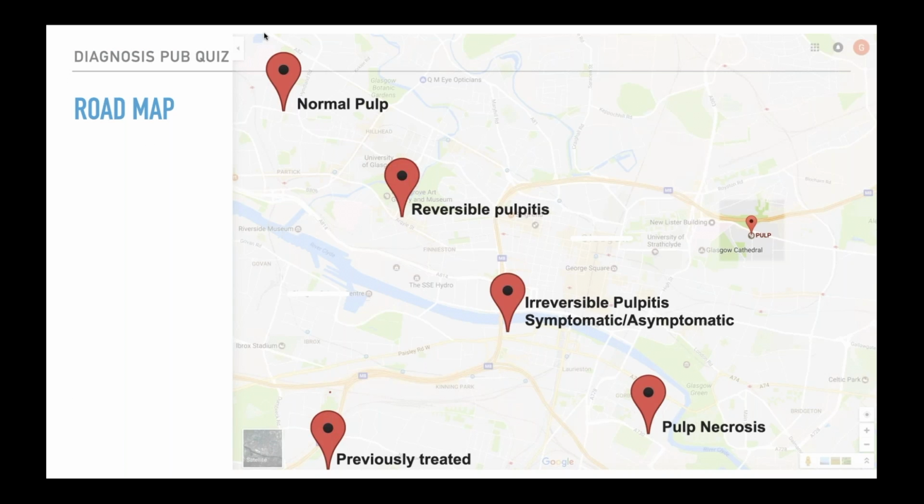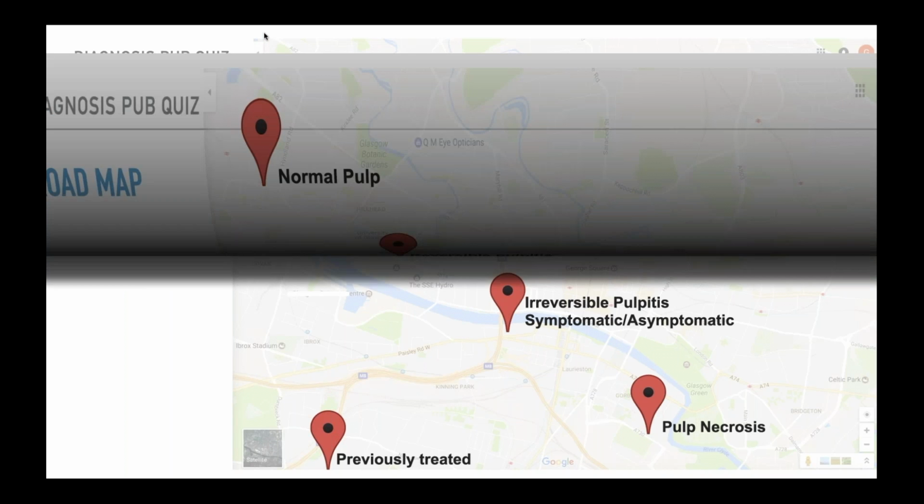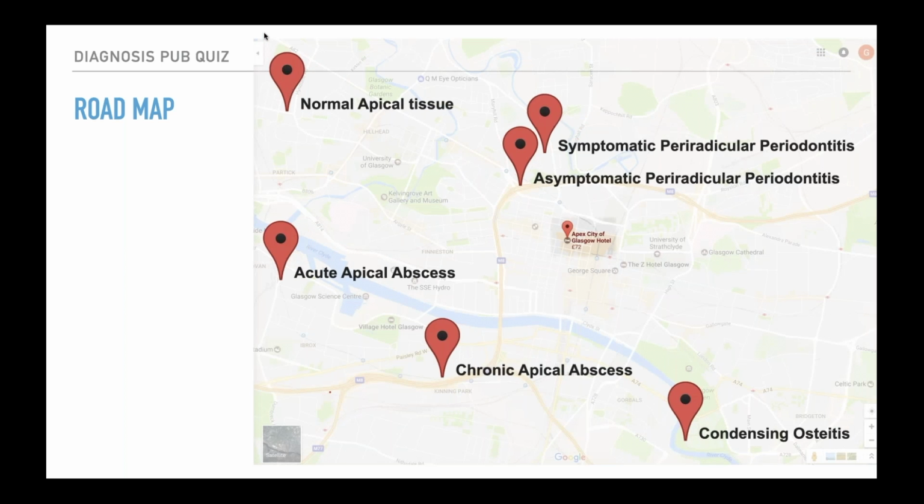We need to look beyond the obvious, so we need a roadmap of where we're going. We also talk about the periradicular tissue, so we need diagnostic terms to describe what's going on at the apex as well as the pulp.